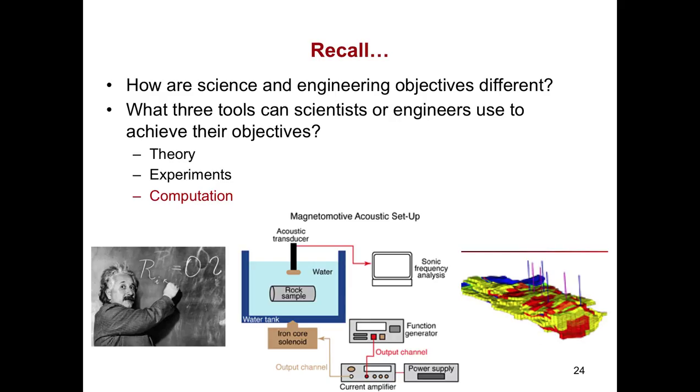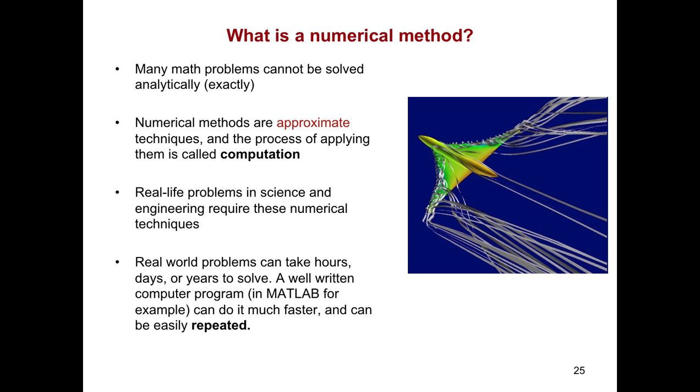So those people who tell you that theory is everything, or only experiments are true, or only computation is true, all of them are wrong. We need all three things. Okay? They typically work on different scales and in different domains. So we do need three things, and we will introduce this computation part in this course.